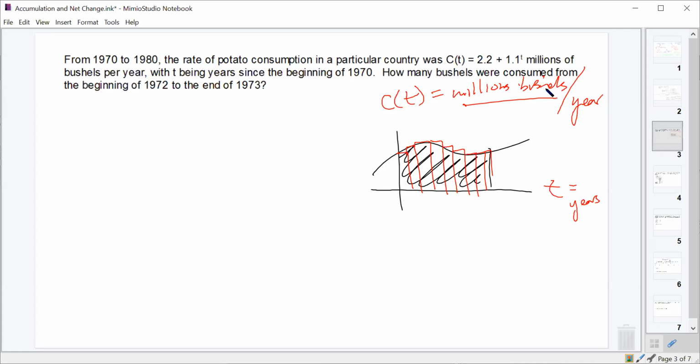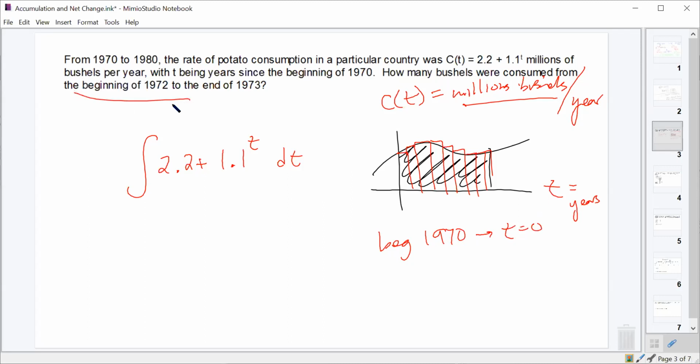So all we need to do in order to figure out the number of bushels consumed from the beginning of 72 to the end of 73 is integrate 2.2 plus 1.1 to the t dt for the right limits of integration, and we should get the total number of bushels. So if t is the years since the beginning of 1970, we'll say the beginning of 1970 is t equals 0. What is the beginning of 1972? 2. And what is the end of 1973?